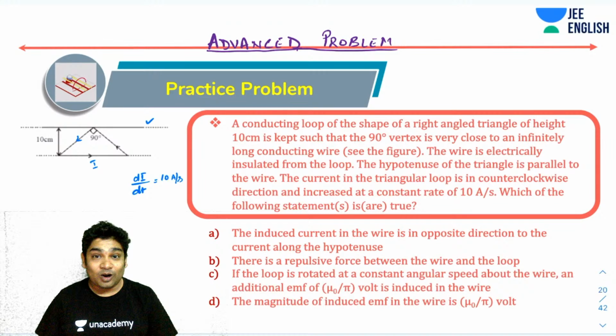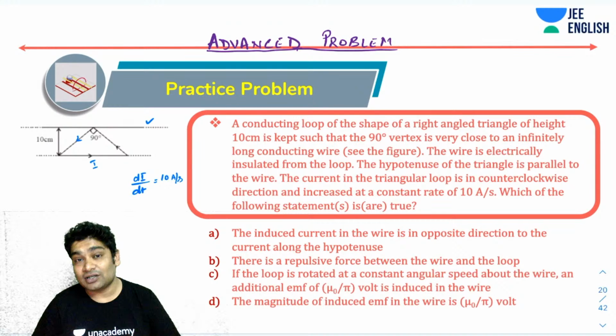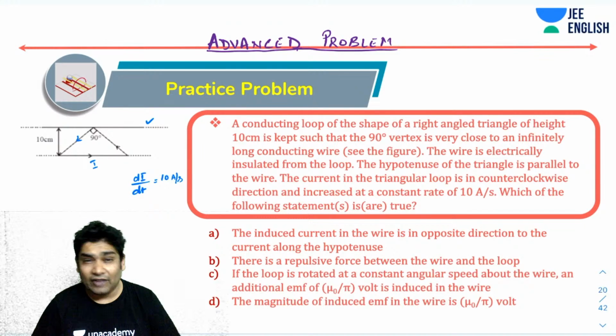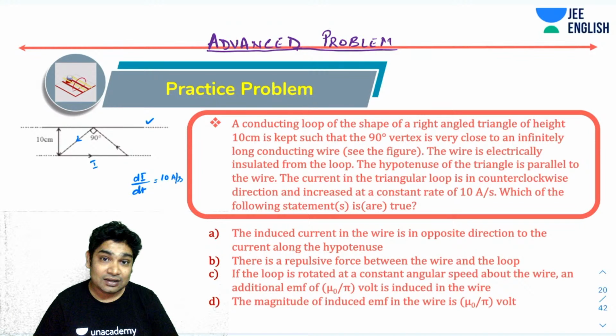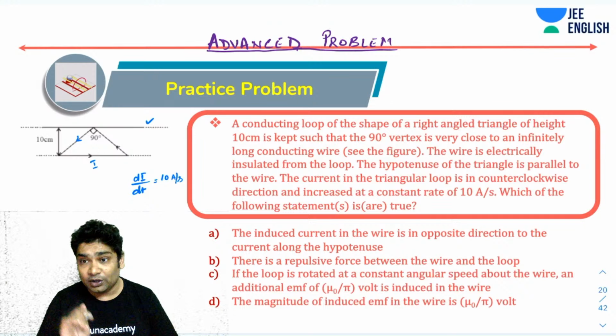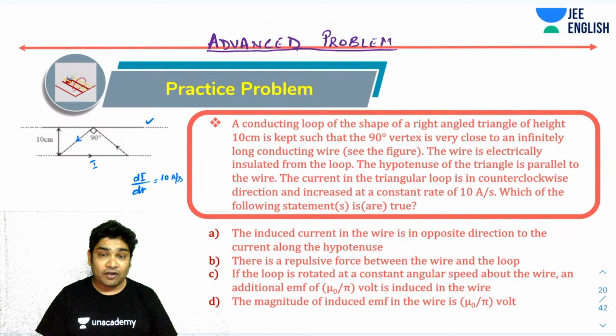So the trick for that is if I can figure out the coefficient of mutual induction. The coefficient of mutual induction can be calculated using the reciprocity theorem: if the current was flowing through the wire and I could calculate the flux through the triangular loop, then the coefficient of mutual induction would have been the same. That is going to be our trick for the analysis.